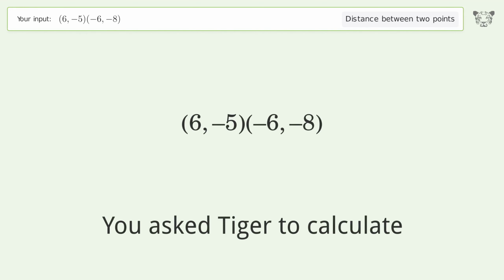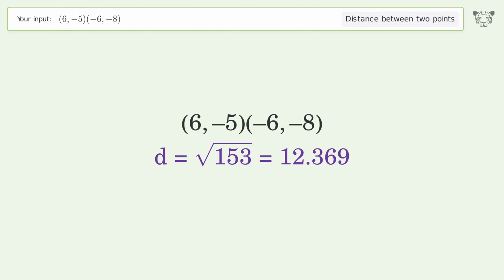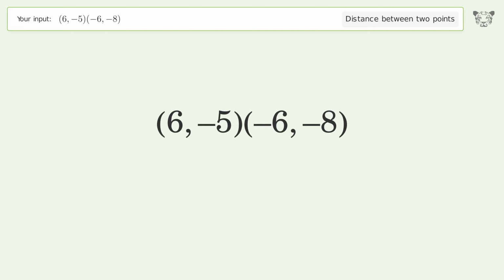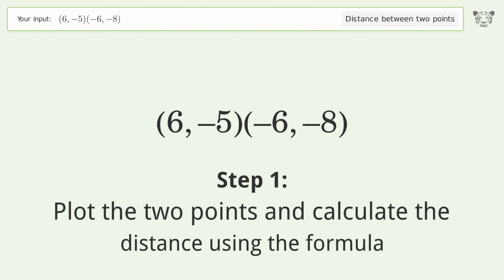You ask Tiger to calculate. This deals with the distance between 2 points. The distance between the 2 points is the square root of 153, or 12.369. Let's solve it step by step. Plot the 2 points and calculate the distance using the formula.